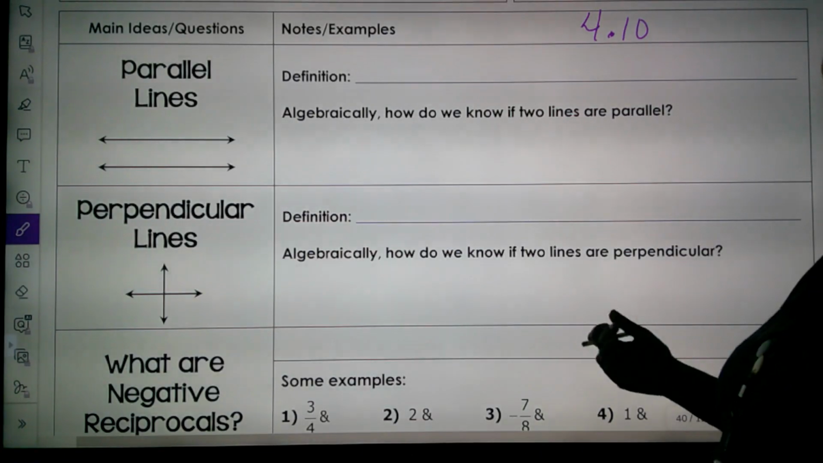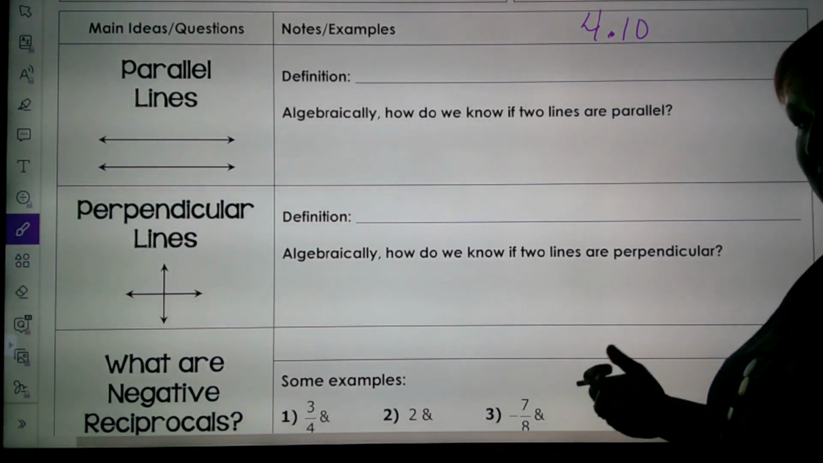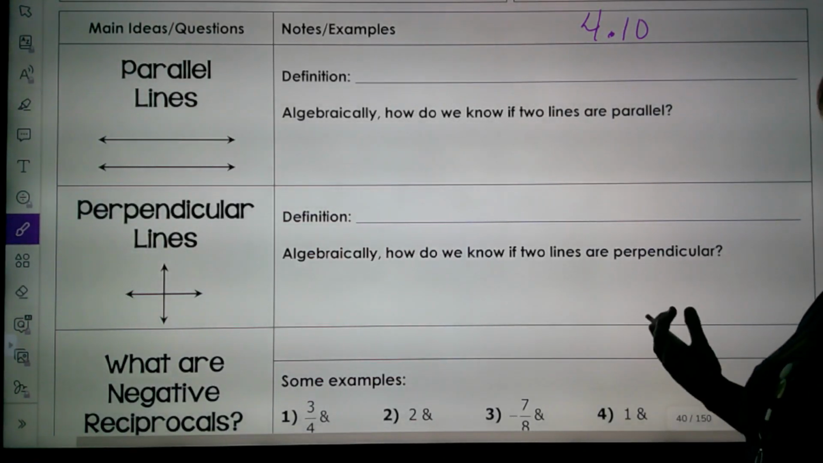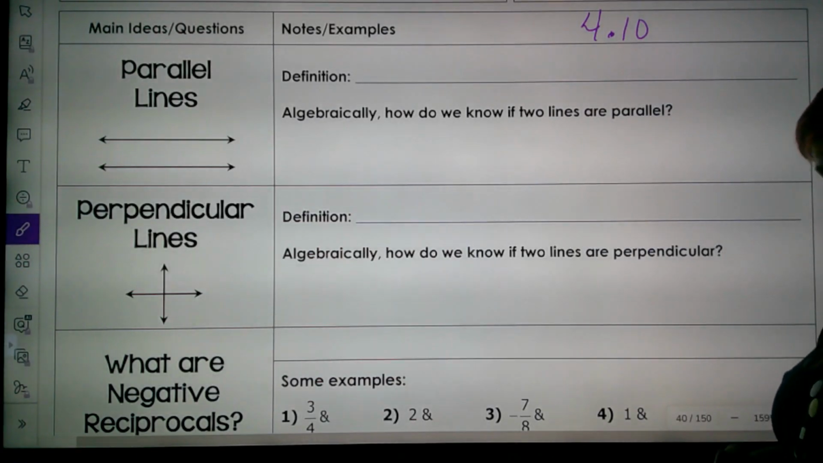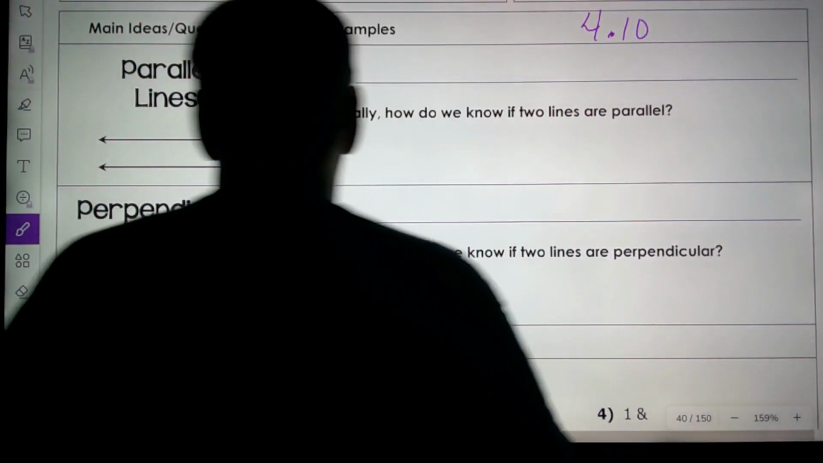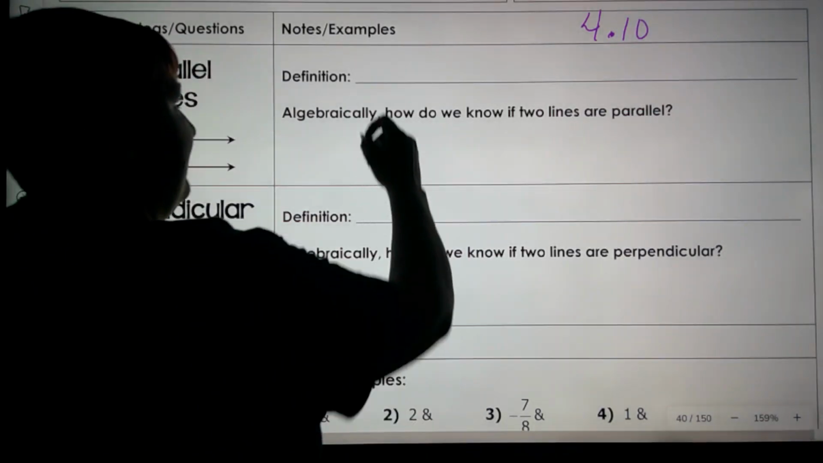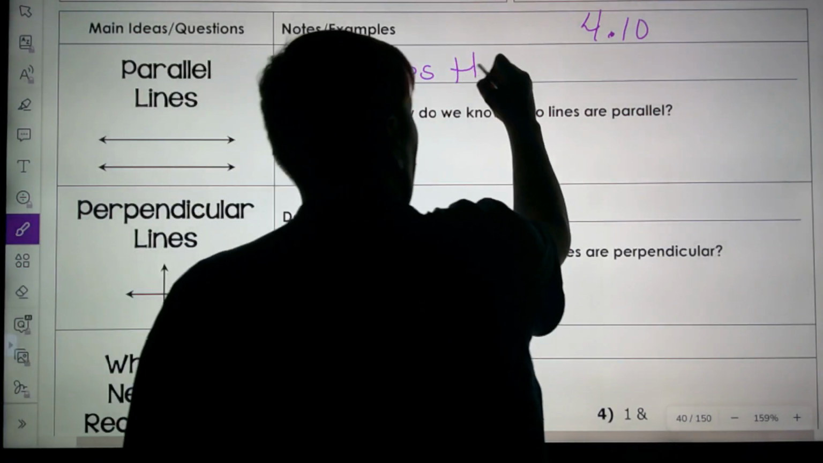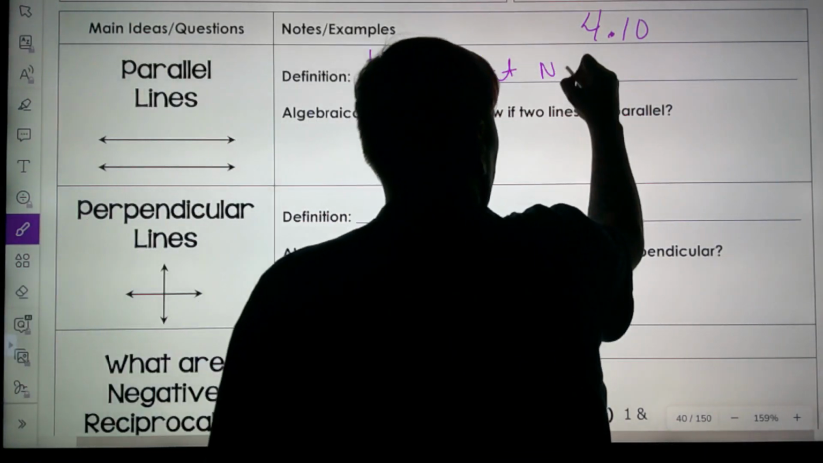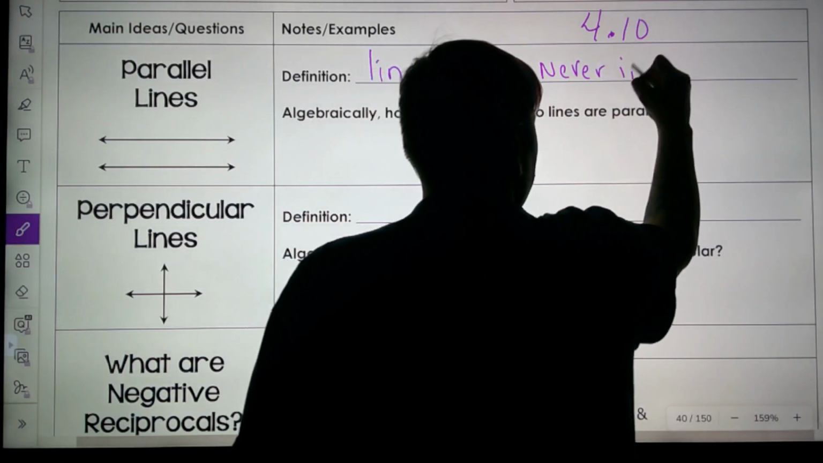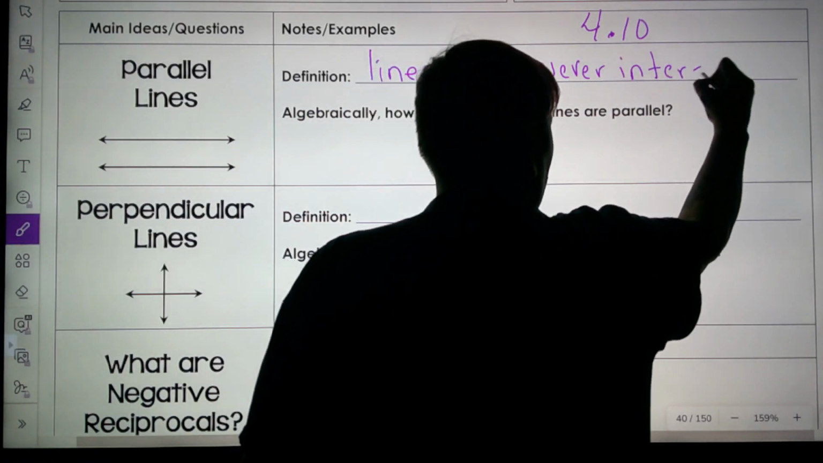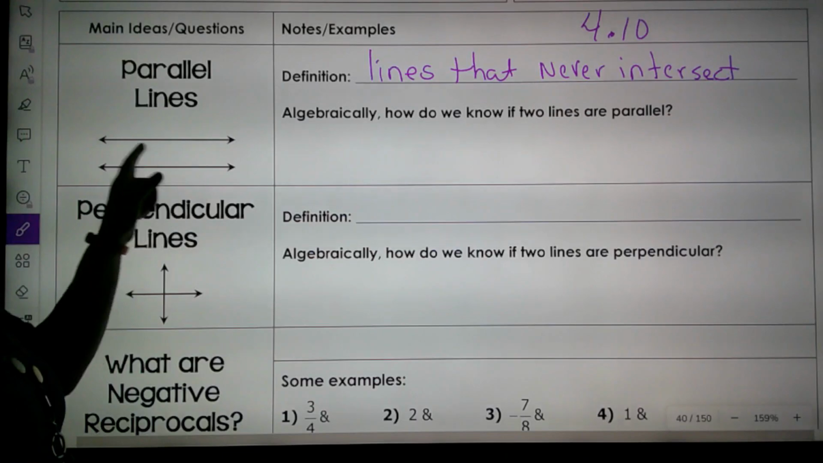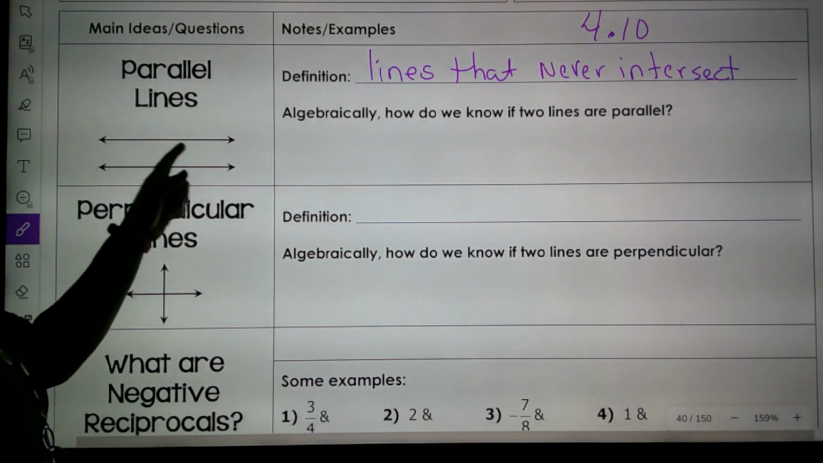By looking at an equation, we can tell if a line is parallel to another line, or if they are perpendicular, or if they are neither parallel nor perpendicular. There are rules, right? Parallel lines are lines that never intersect. They run parallel. They never intersect.